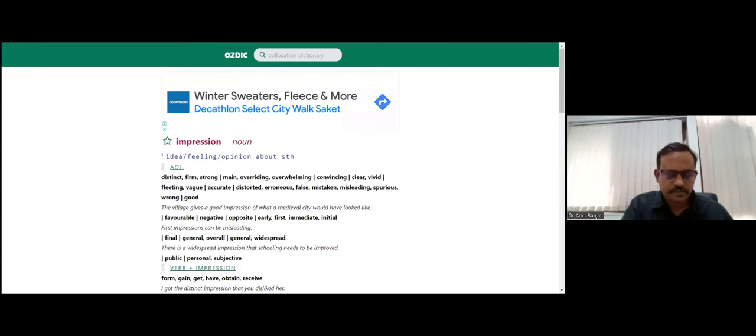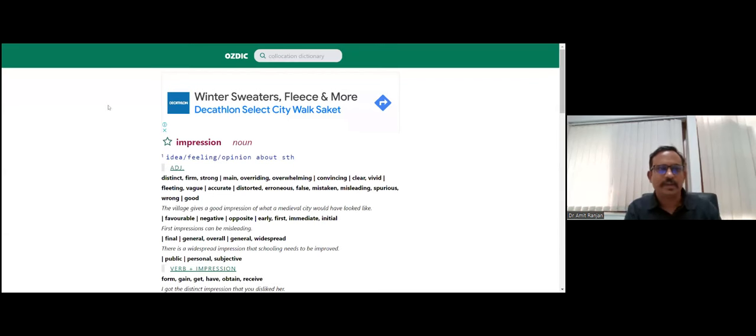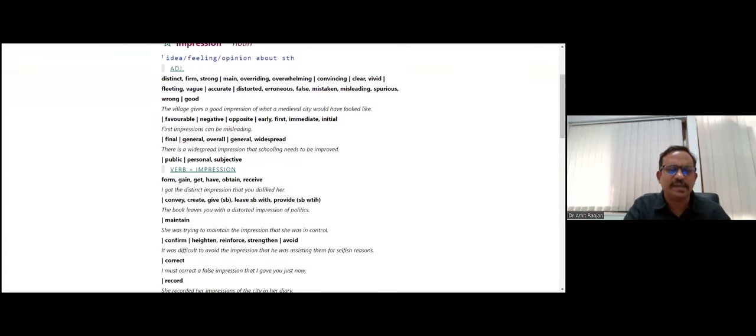OzDict.com. This is a collocation website. Okay, a collocation website means how a word is used, and this gives you all the context, the usage of the word, how it's used as an adjective, how it's used with a verb, as an adverb, etc., etc.